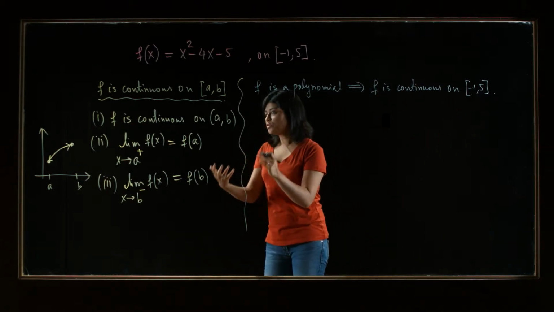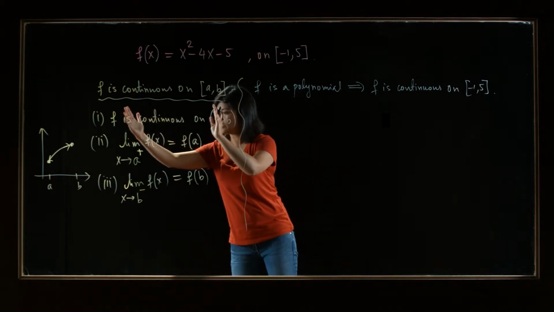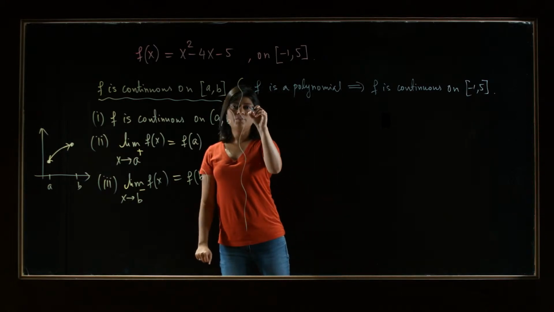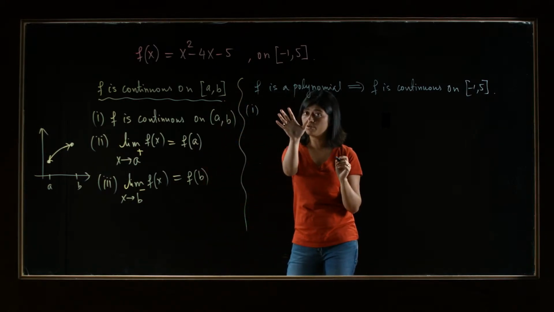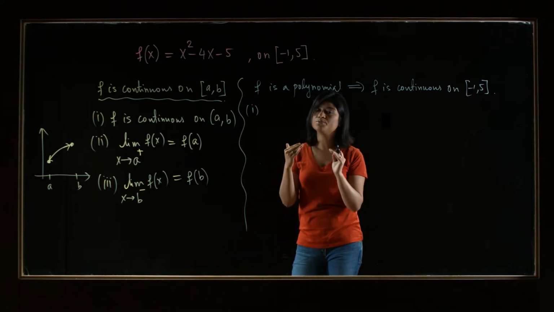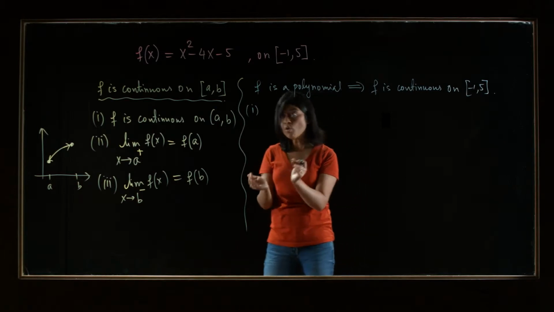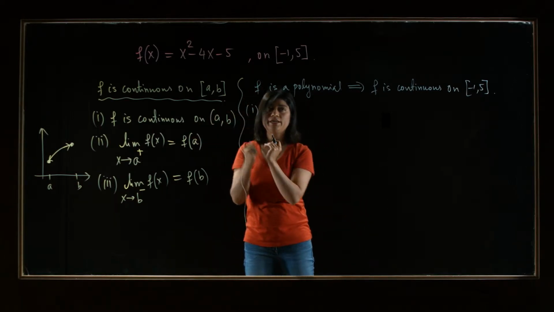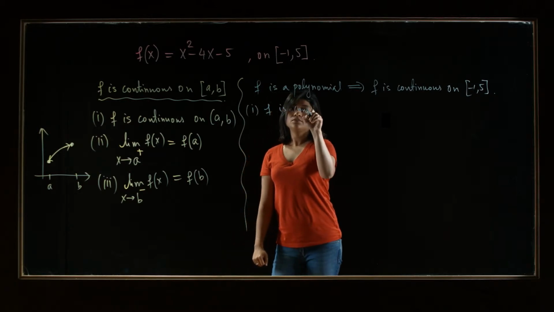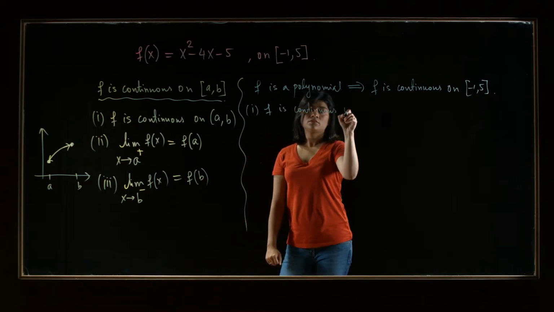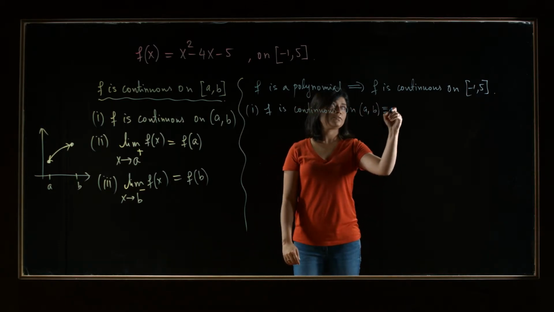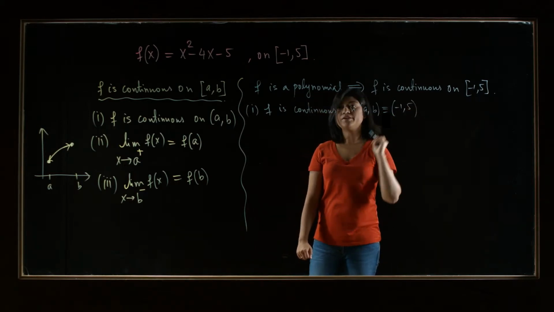But still, why don't we see how all these three conditions are satisfied for this function? So number one, again, since it's a polynomial, we know it is continuous on the whole real line, and therefore it will definitely be continuous on any open interval of the form a comma b. So f is continuous. In this case, our a, b is -1, 5.